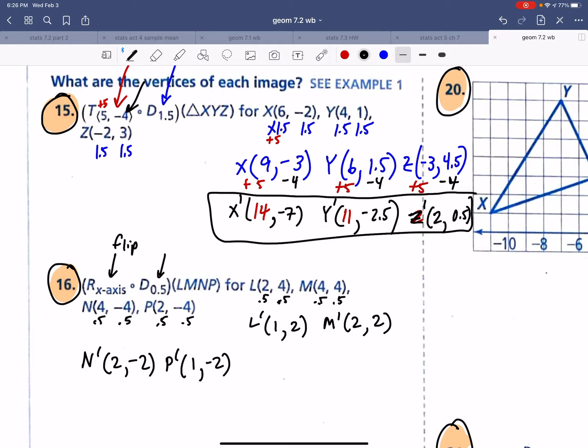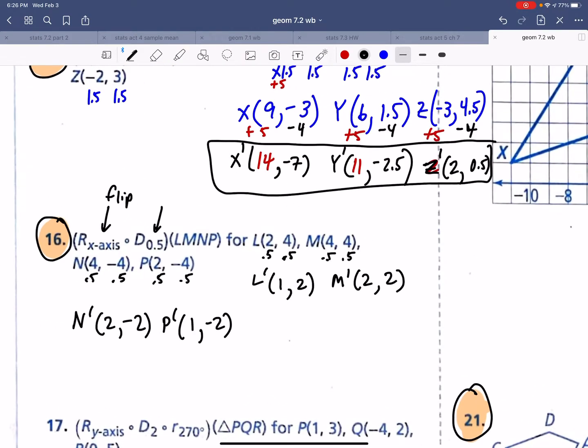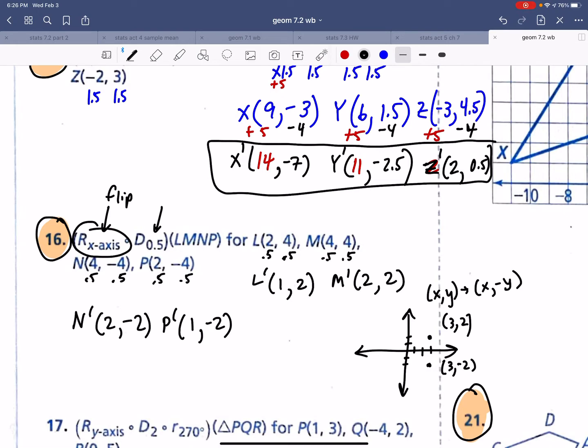Now we're going to flip it over the x-axis. I didn't bring my notes home, so you could Google what that is, or you can make a quick sketch if you ever forget. Here's an example. If I had the point (3, 2) and I flipped it over the x-axis, it should make sense that now it is (3, -2). So the pattern is that the x stays the same and the y changes sign when I reflect over the x-axis. So for our new coordinates, the x stays the same and our y changes sign.